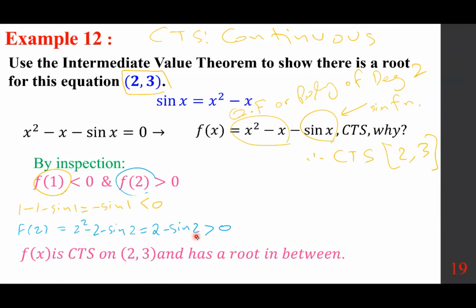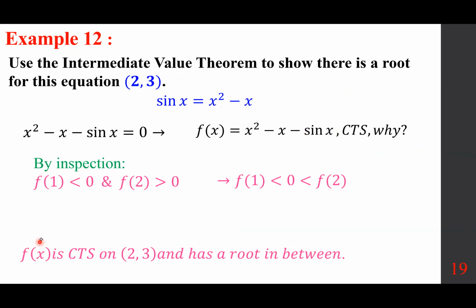Since 0 is between the two numbers, because this is a negative number and it's a positive number, then the intermediate value theorem applies. IVT, intermediate value theorem applies. F of x is continuous on 2 and 3 and has a root in between. That is the proof.